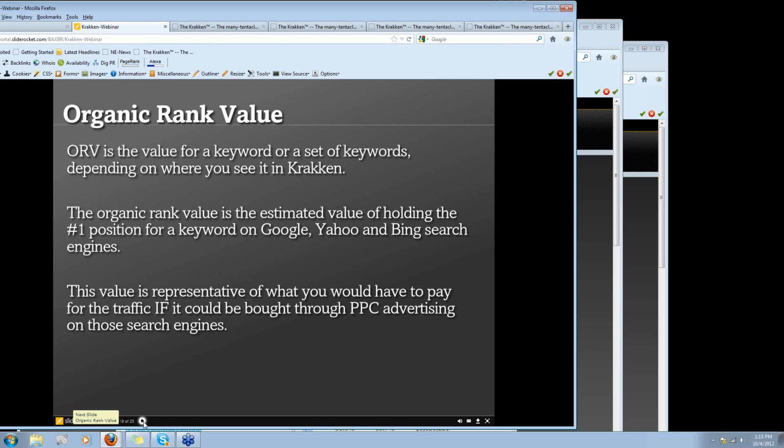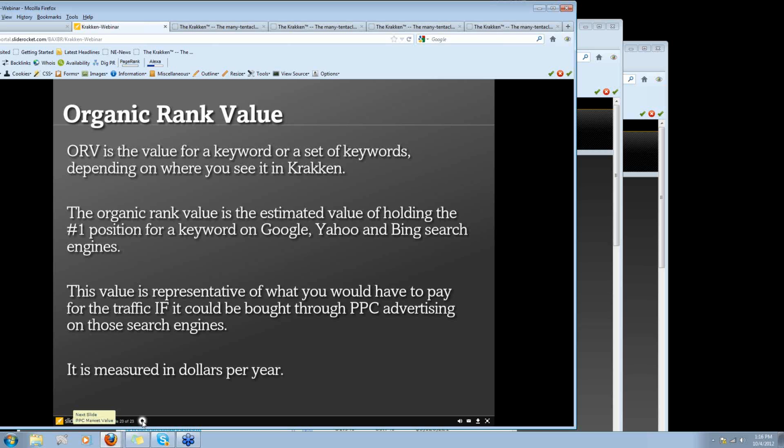It's a representation of if you could pay for that #1 slot, how much you would have to pay to be able to get that traffic. Obviously, generally speaking, not always, there's more traffic to the organic spot than there is to the pay-per-click spot. So it's interesting to put those values side by side with the pay-per-click value.